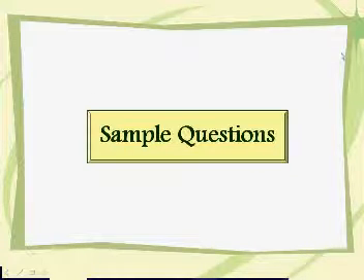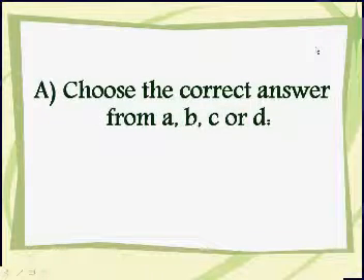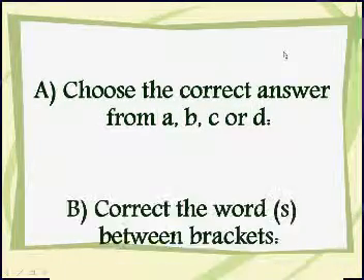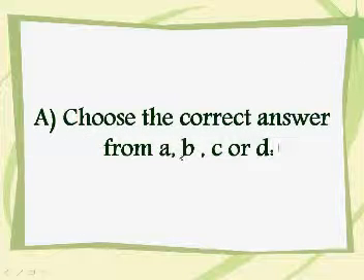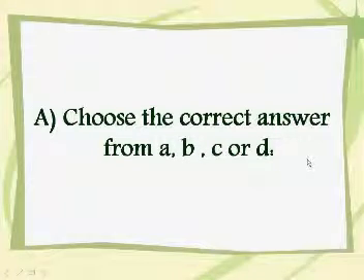Okay, and then we move to sample questions. Choose the correct answer from A, B, C, or D. And the other type is correct the words between brackets. We'll start with choose the correct answer. Choose the correct answer from A, B, C, or D.